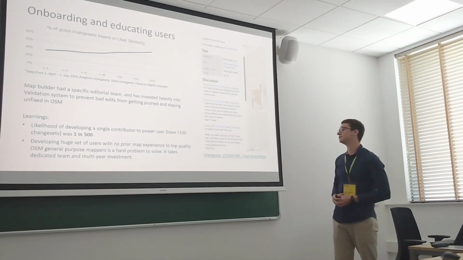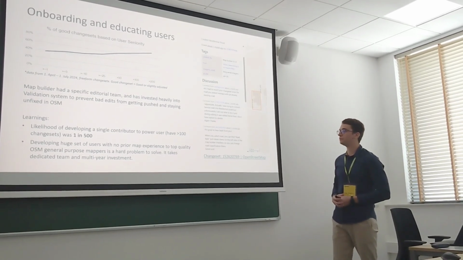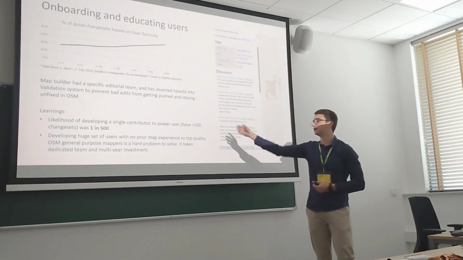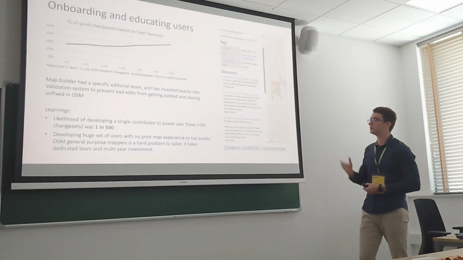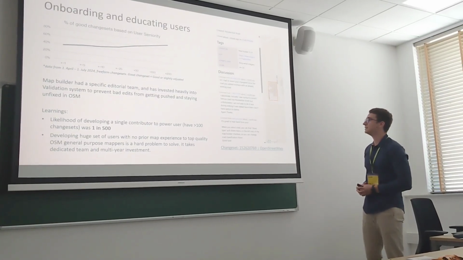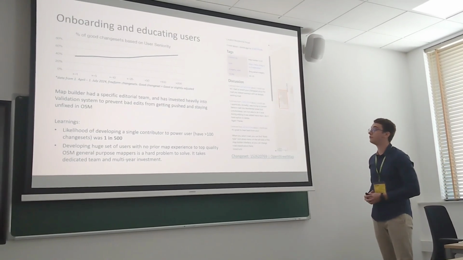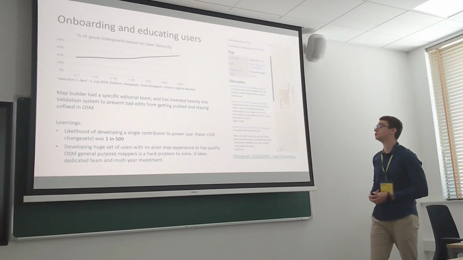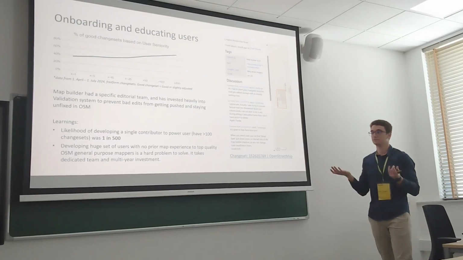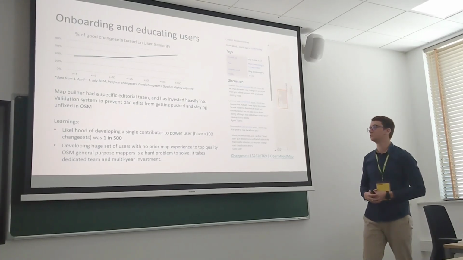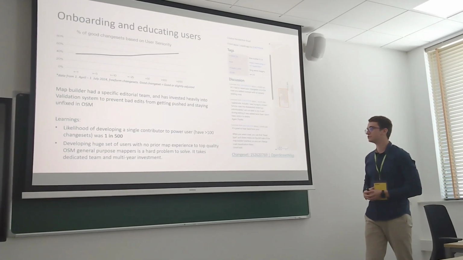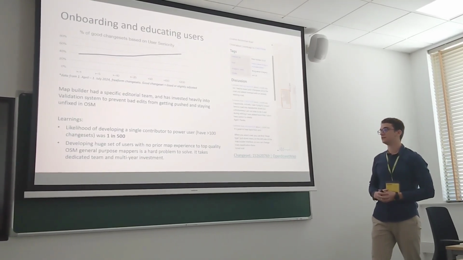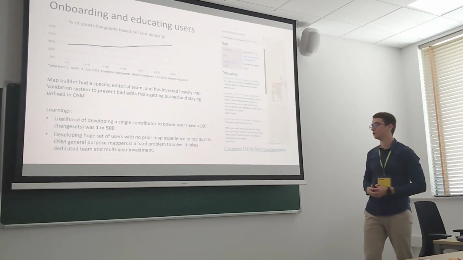We learned that the likelihood of developing a single contributor into, let's call it, a power user, someone that has more than 100 change sets, was something like 1 in 500. And even when we have such a power user, you can see that he has something like 70% good change sets, which of course in the OSM community, the more senior power users usually have something like 100. And so our biggest learning is that this is a really hard problem to solve.